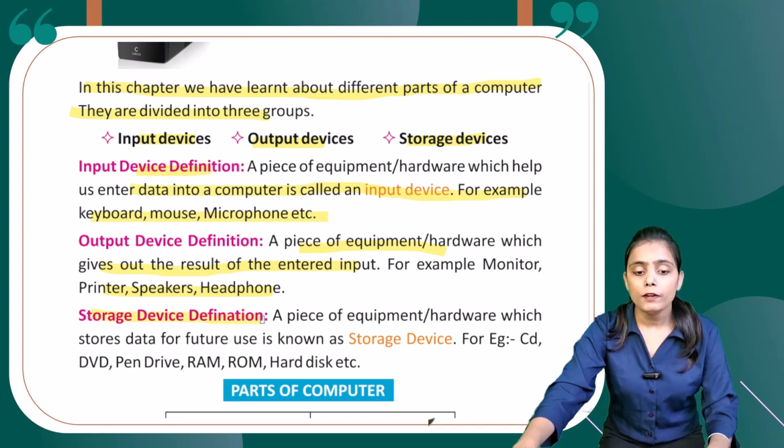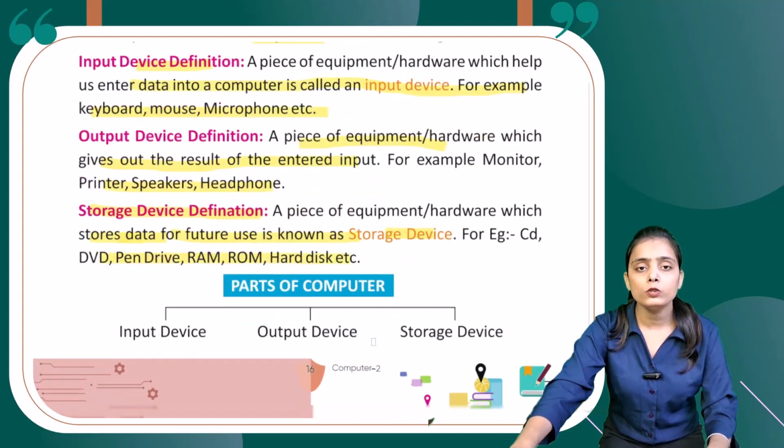And storage device definition, here you can see, a piece of equipment and hardware which stores data, okay, which stores data for future use is known as a storage device. For example, CD, DVD, pen drive, RAM, ROM, hard disk, etc. Is it clear to all of you?